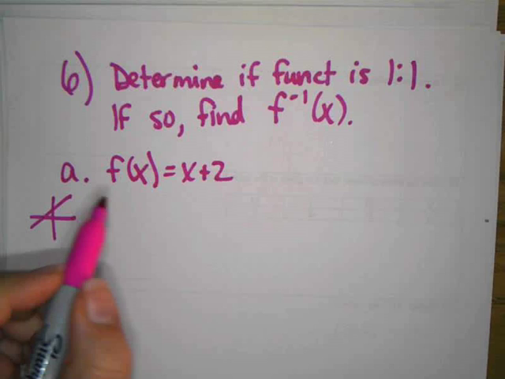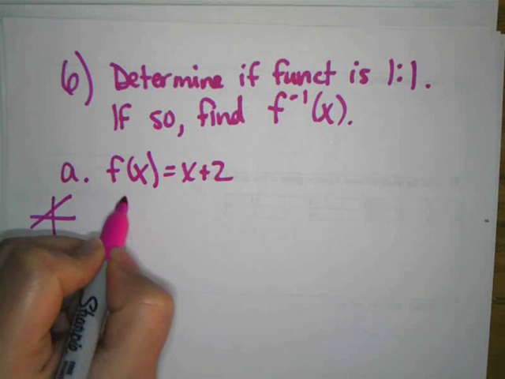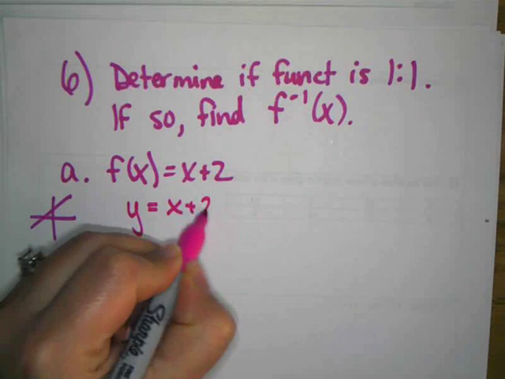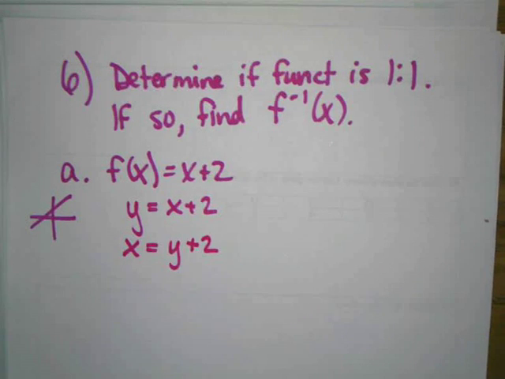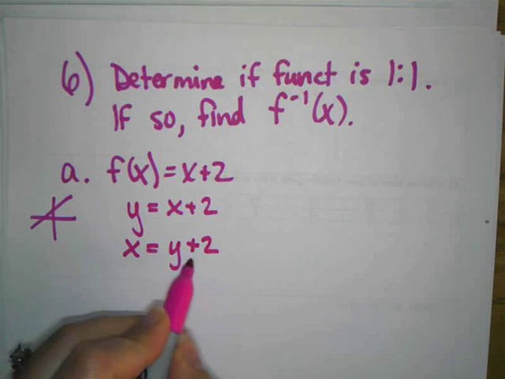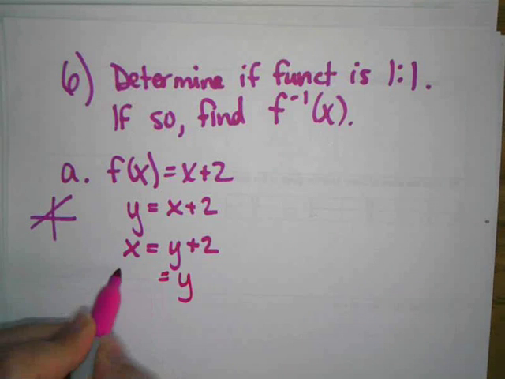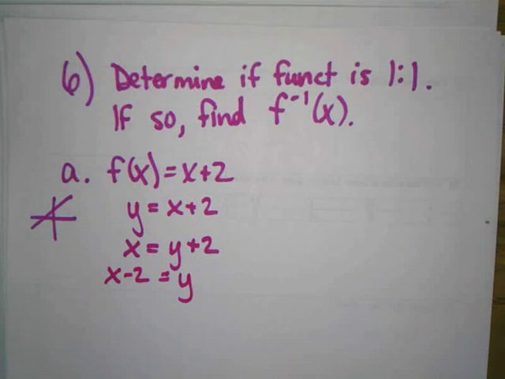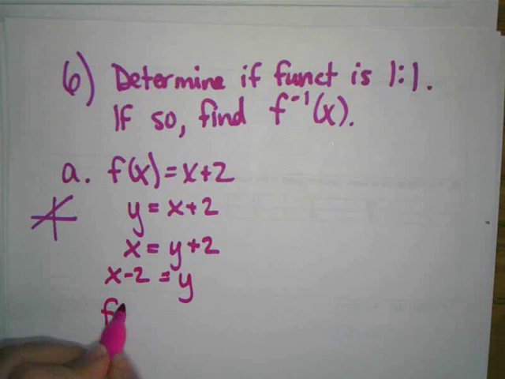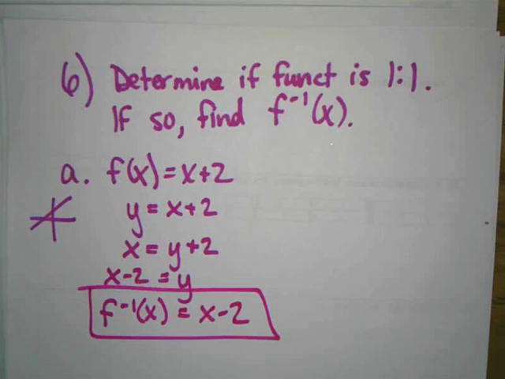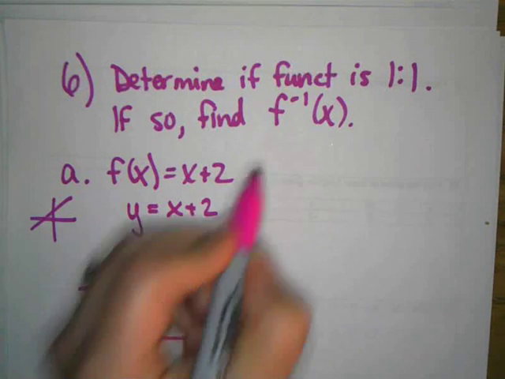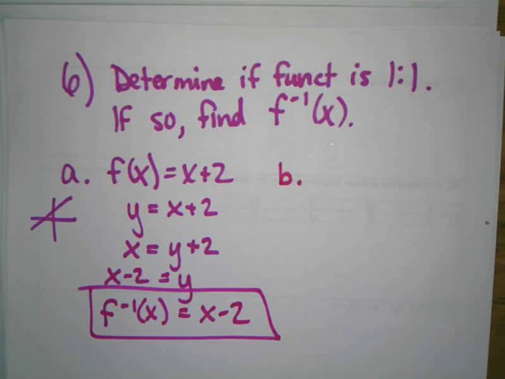Okay. So now for our steps. Step 1, replace f of x with y. Step 2, switch x and y. Step 3, solve for y. So we're going to subtract the 2 over, so we get y equals x minus 2. And step 4, replace y with f inverse of x. There's the inverse. Not all that difficult. Actually, that's why I kind of like these.